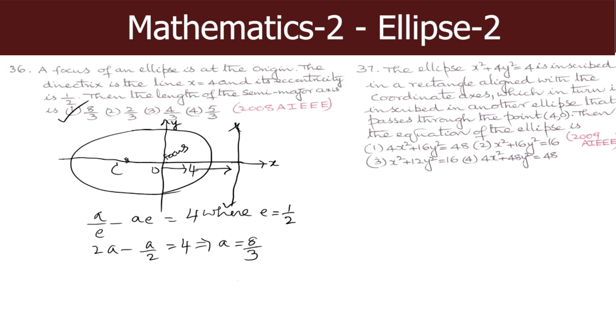The ellipse x square plus 4y square equal to 4 is inscribed in a rectangle aligned with the coordinate axis. Aligned means the two sides of the rectangle are parallel to the coordinate axis, that is, parallel to the major axis and minor axis, which in turn is inscribed in another ellipse that passes through the point (4, 0).